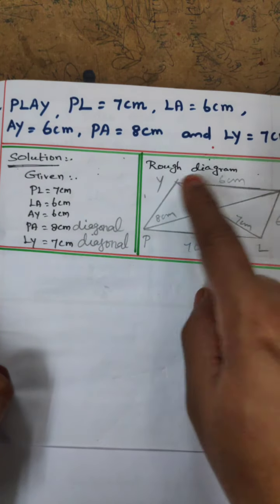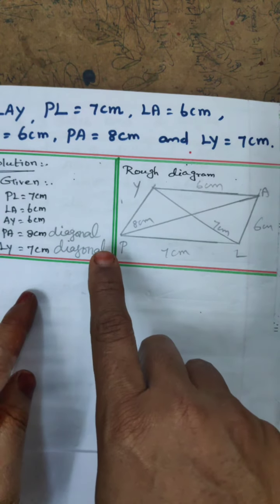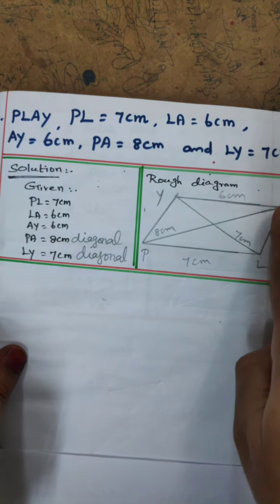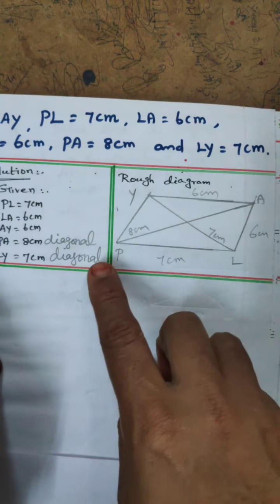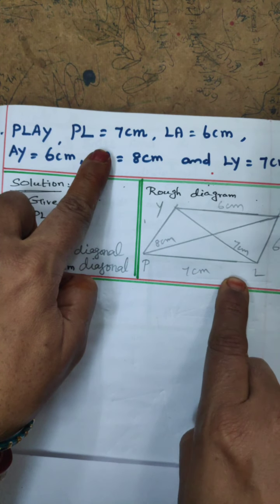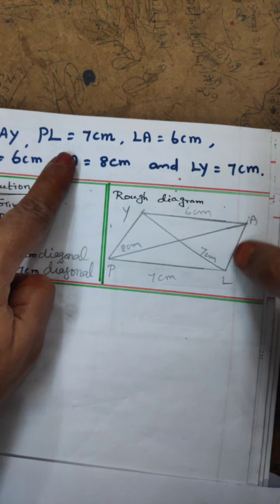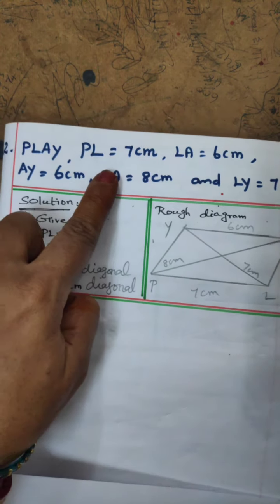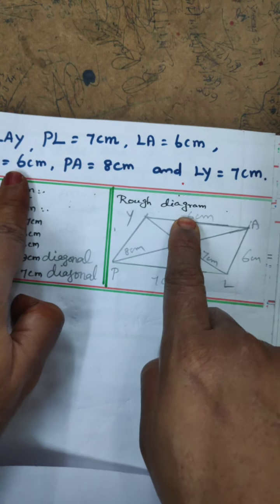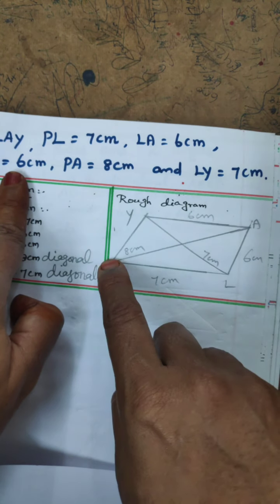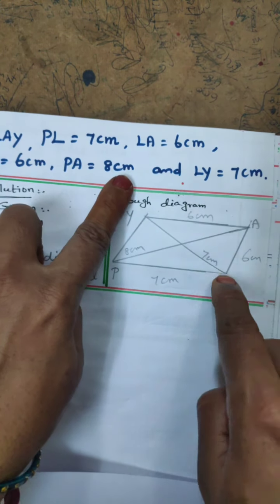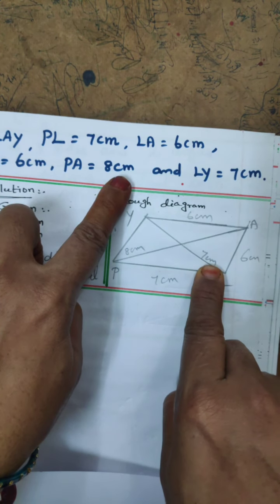Okay, draw a rough diagram. First you draw a rough diagram. So what is given? First the points PLAY. PL value equal to 7 centimeter, write it here. LA equal to 6 centimeter on this side. Next AY equal to 6 centimeter. PA, where you join the line, write 8 centimeter. LY equal to 7 centimeter, write it.